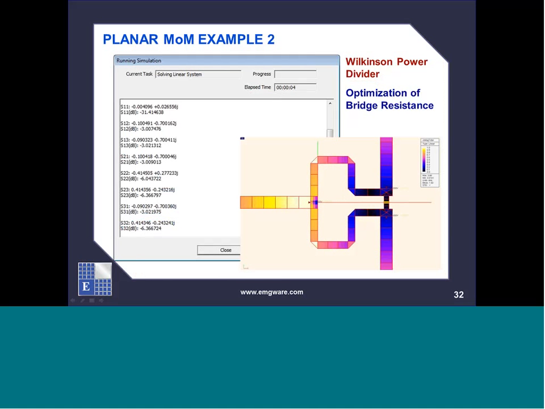When we run a simulation of this structure, we get S11 of minus 31 dB, and we get S21 of minus 3 dB. So that's how you can design a Wilkinson power divider.